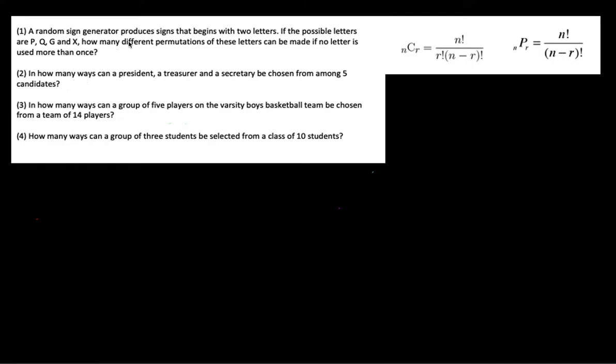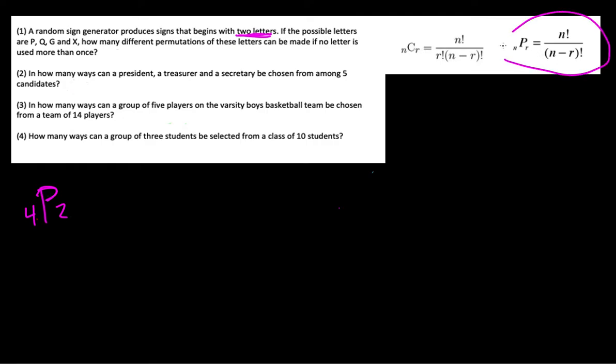So on number 1 it says a random sign generator produces signs that begin with 2 letters. If the possible letters are P, Q, G, and X, how many different permutations of these letters can be made if no letter is used more than once? So right in the problem it tells us it's a permutation. So when we're setting this up we're going to do a P. Now there's 4 possible letters and we have 2 spots to place those letters, so it's a 4P2.